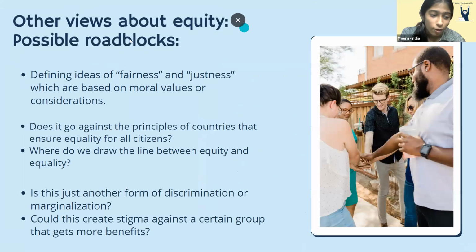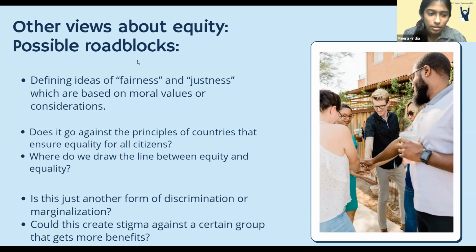So as we have already explored before, there are multiple views on the issue of equality. So let us look at some possible roadblocks to achieving equity. The first one is defining ideas of fairness and justness, which are based on moral values or consideration. What one person thinks is fair may differ markedly from what another thinks is fair, right?